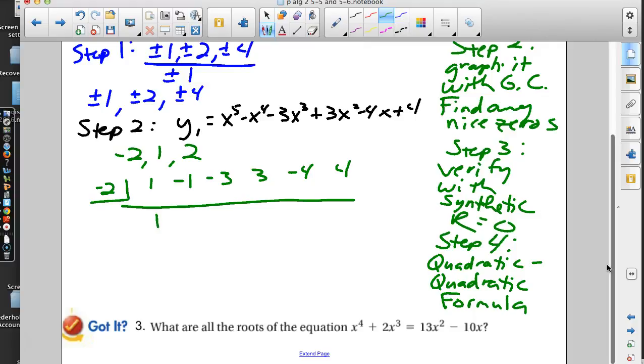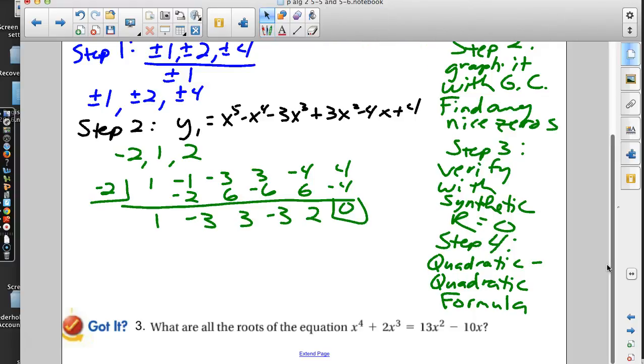So bring the 1 down, multiply, add, multiply, add, multiply, add, multiply, and add. We were right. -2 is one of the zeros. And because it worked, we're not starting over. We're going to use this shortened one now with 1 and 2. So I'll just do 1 next. Doesn't matter which order you do these in, by the way. It makes absolutely no difference.